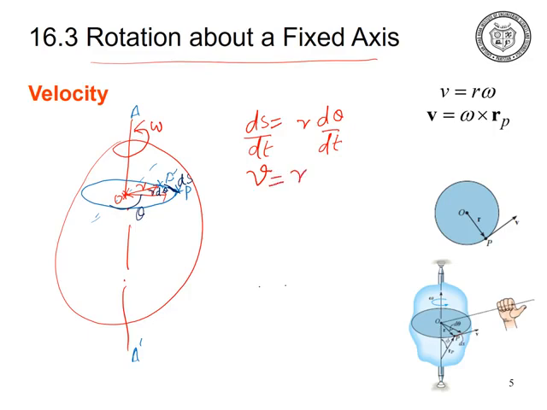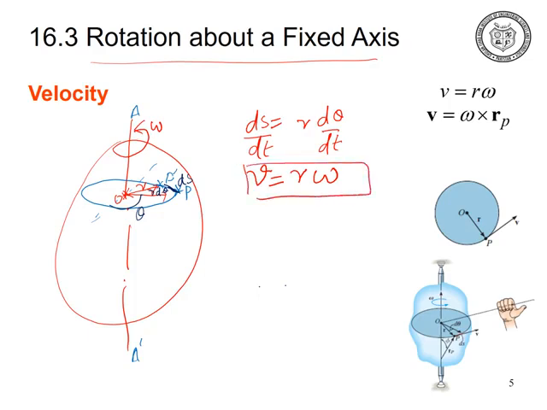r is simply a constant. What is d theta by dt? It is the rate of change of angular position, which is equal to the angular velocity omega. So this relation becomes v equal to r times omega. This is in scalar form; this is the magnitude of velocity.